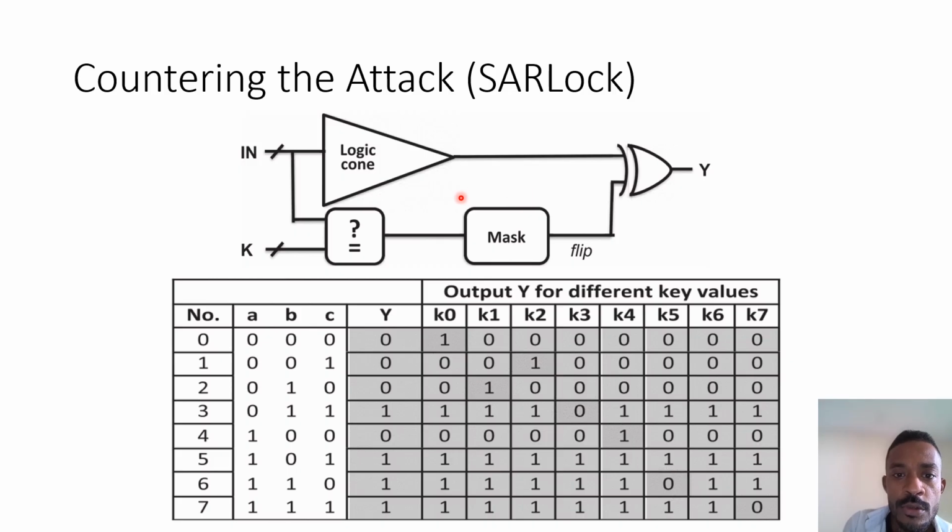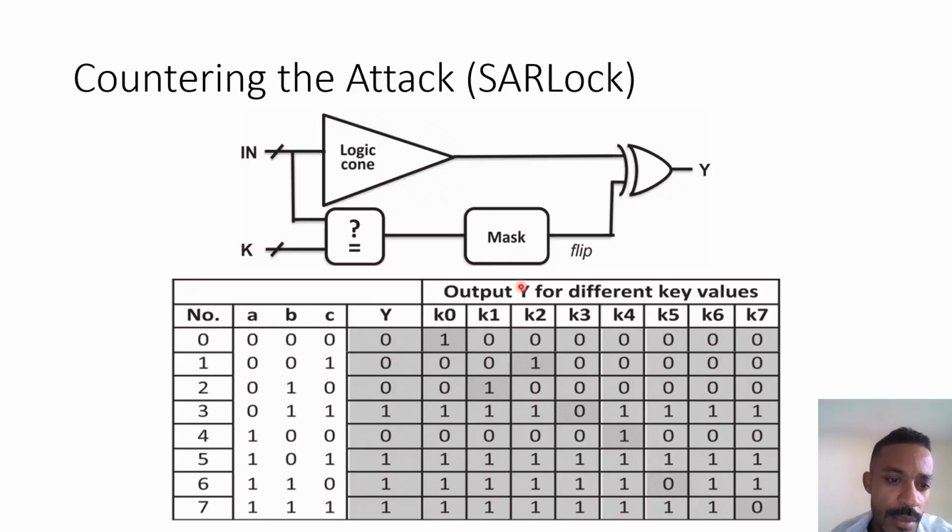So we need to make sure that the output is not flipped for the correct key. This masking circuit right here just checks whether the key is correct. If the key is correct, the flip signal is disabled. So why does this defend against the SAT attack?